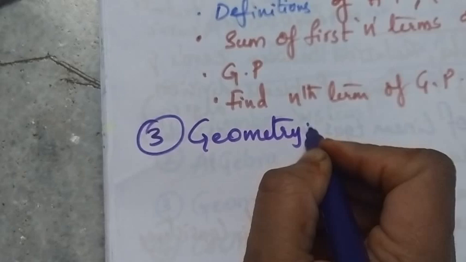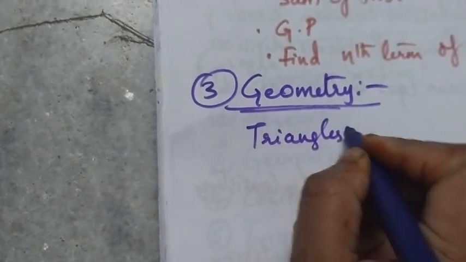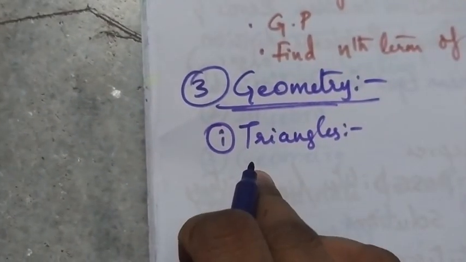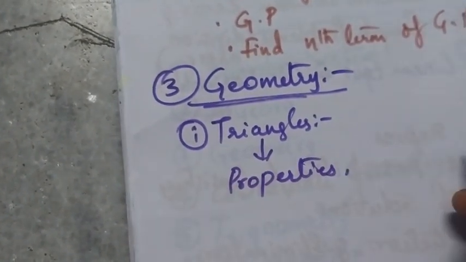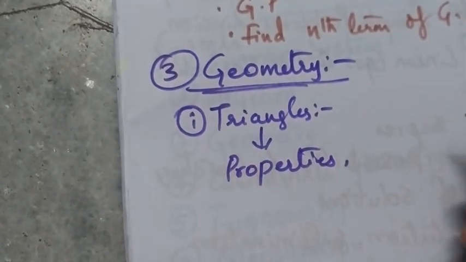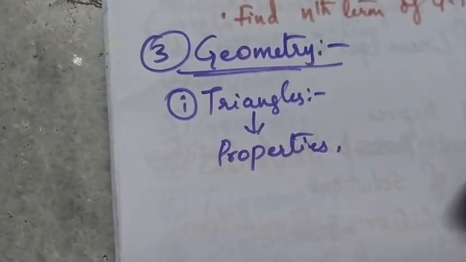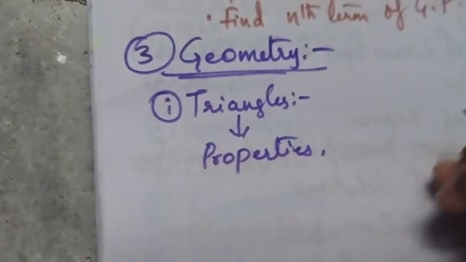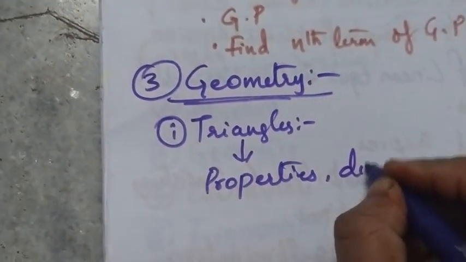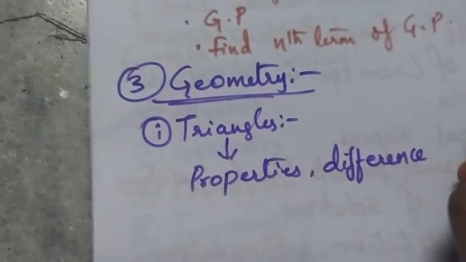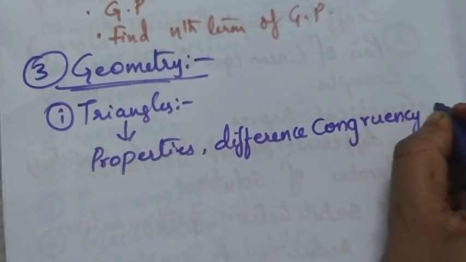Now the next topic is the third unit, that is geometry. In this geometry, we have two chapters, the first being triangles. In triangles, we have properties and proofs. If a line is drawn parallel to one side of a triangle to intersect the other two sides at distinct points, the other two sides are divided in the same ratio. Like this, we have to prove the questions. Properties of similar triangles, and the difference between congruency and similarity.